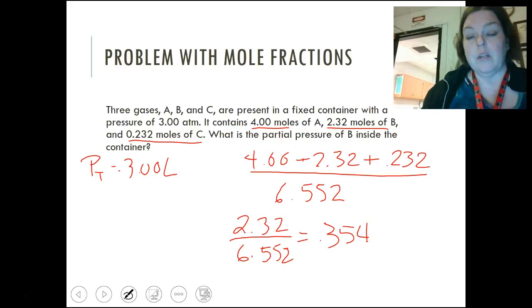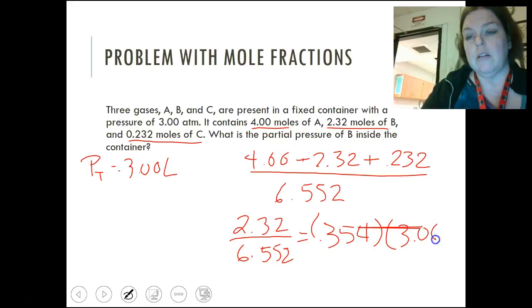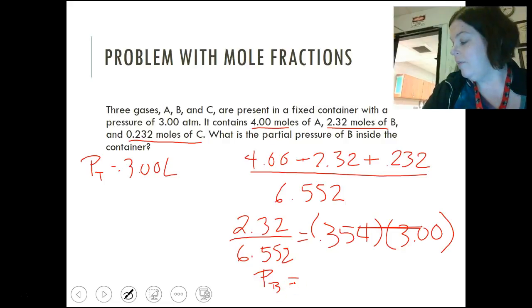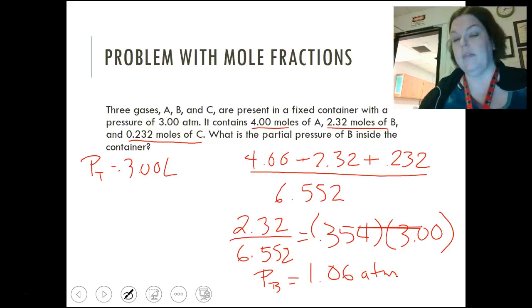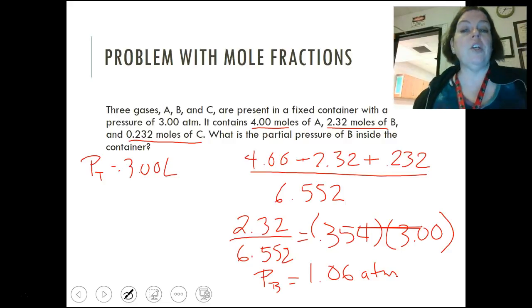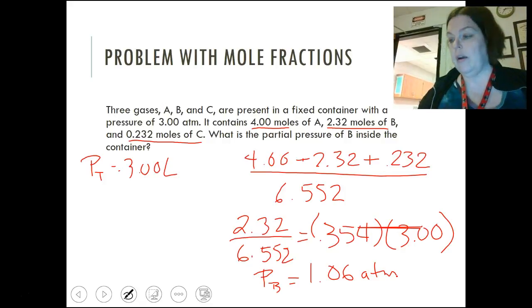0.354. So now I'm going to take 0.354 and multiply that by 3, which is the total pressure. Once I've done that, I get that the pressure of B in the container is 1.06 atmospheres. Pretty simple. If I know the mole fraction, I know the partial pressure. I could actually calculate the partial pressure of all 3 of those, but we just asked for B inside the container. So, pretty simple so far, yes?